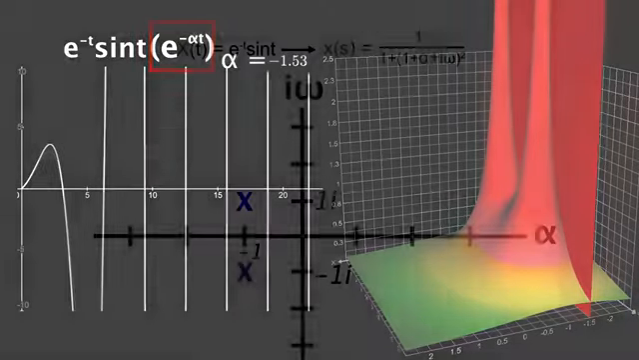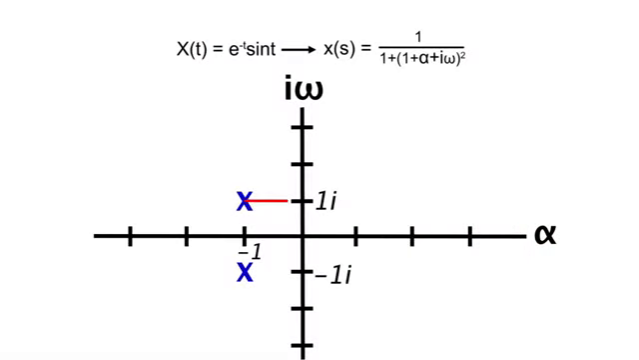Anyways, going back, notice that for our pole, the imaginary coordinate is 1 and -1, which matches the coefficient or angular frequency of our sinusoid. The real component of -1 matches the coefficient in the exponential term. This is finally what the Laplace transform visually tells us.